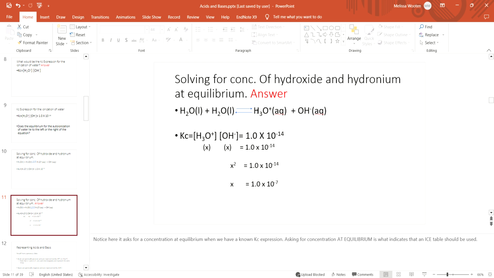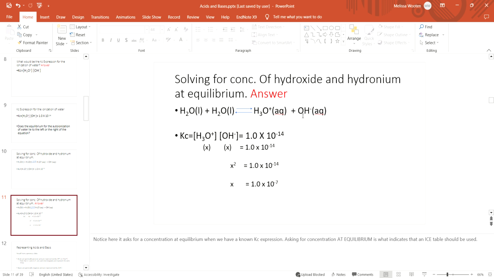Because we have two unknowns, we can't just plug it in and solve for one x. We are using a shortened version of the ICE table. When you have two unknowns, that is indicative of using an ICE table. Here I didn't write the initial, change, and equilibrium rows because we don't really need an initial, because if you look back at the chemical equation, the mole-to-mole ratio of hydronium to hydroxide is 1 to 1.